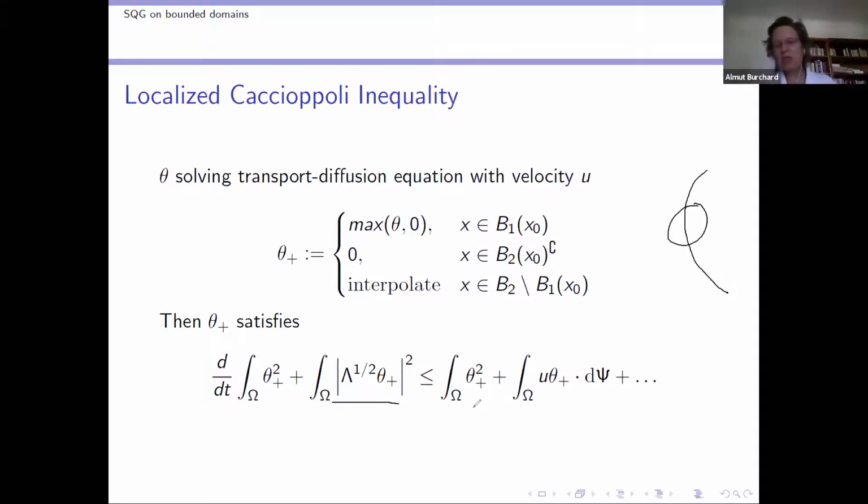You must be using something about the domain here. Only that it has smooth boundary. Yes. Right. Yeah, but you do need that.